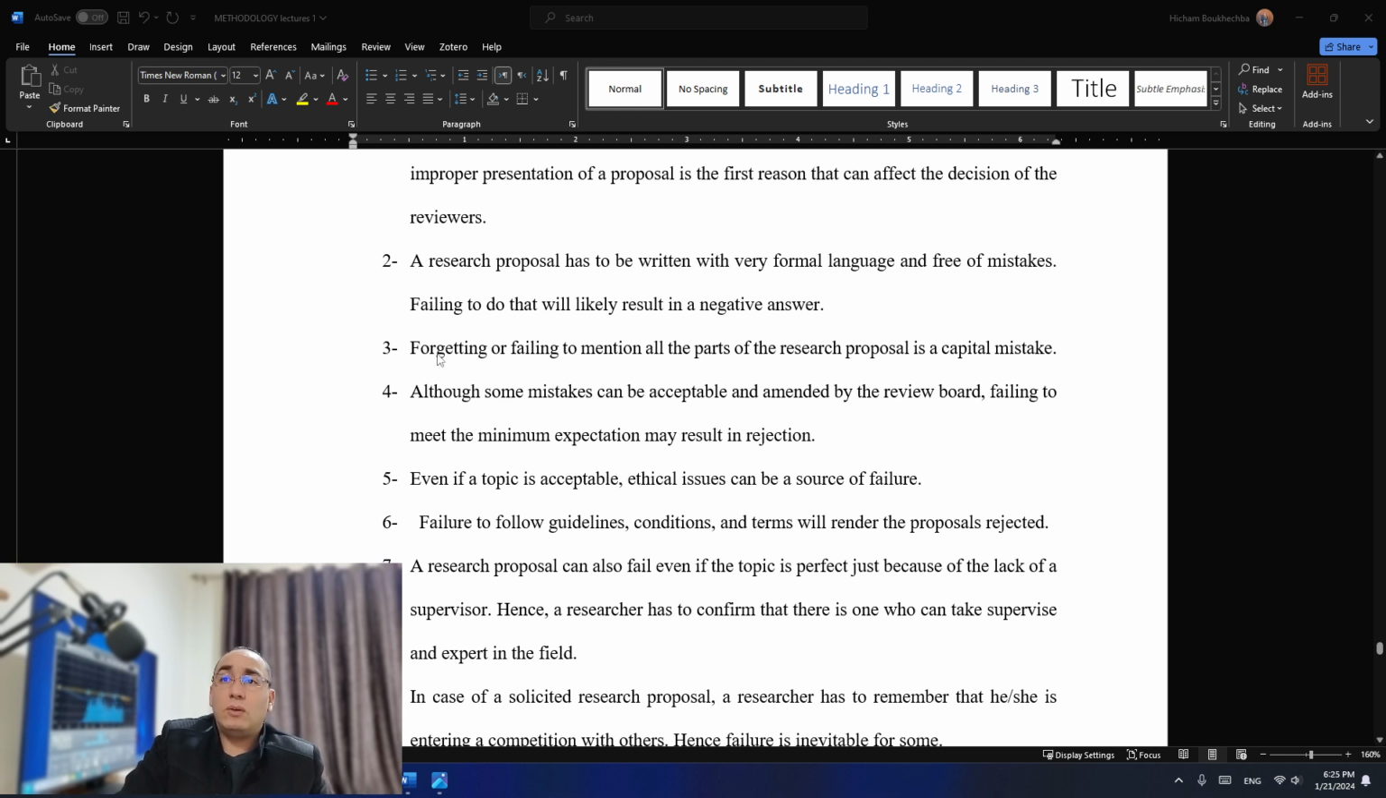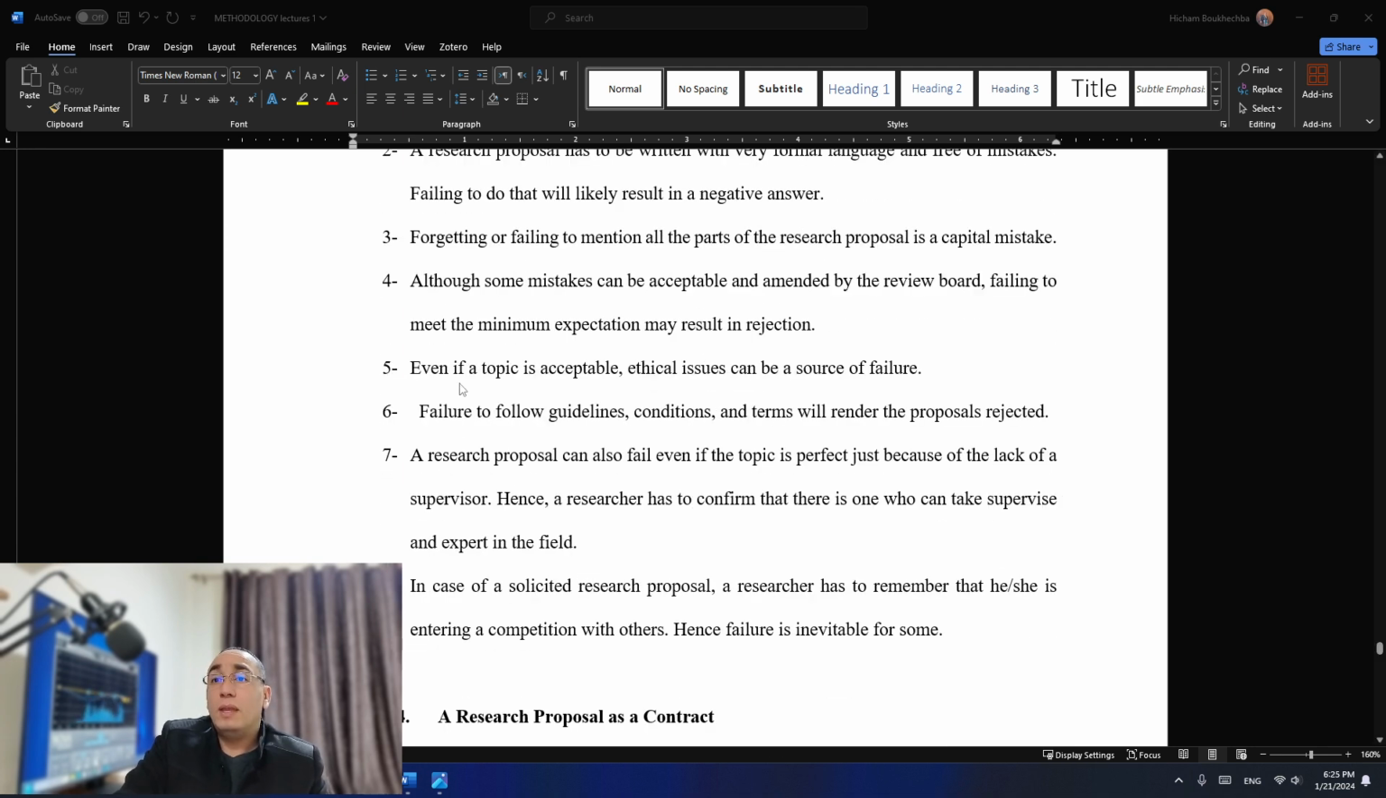Number 3, forgetting or failing to mention all the parts of the research proposal is, of course, a capital mistake. Number 4, although some mistakes can be acceptable and amended by the review board, failing to meet the minimum expectation may result in rejection. Of course, that is quite obvious. Number 5, even if a topic is acceptable, ethical issues can be a source of failure, and this also has to be borne in mind. Number 6, failure to follow guidelines, conditions, and terms will render the proposal rejected.